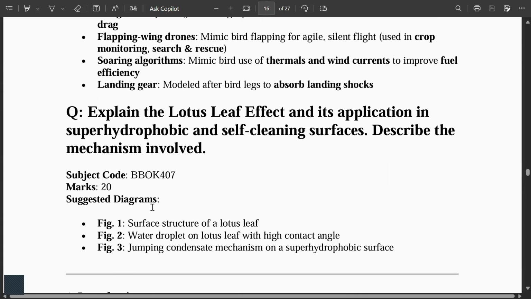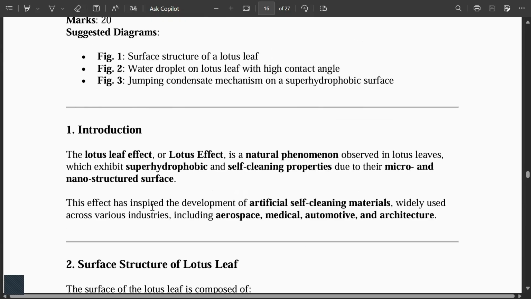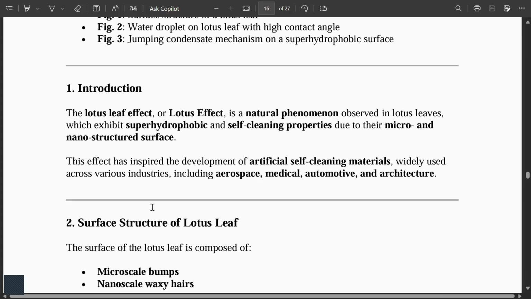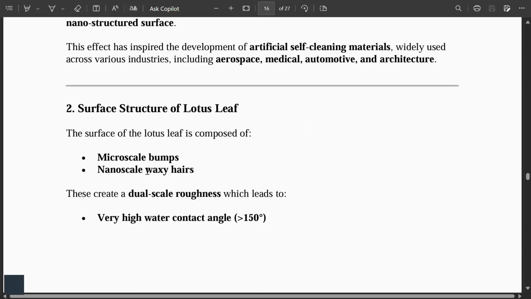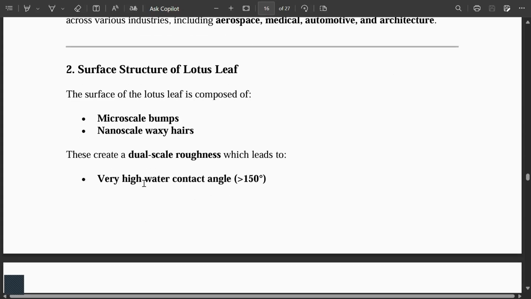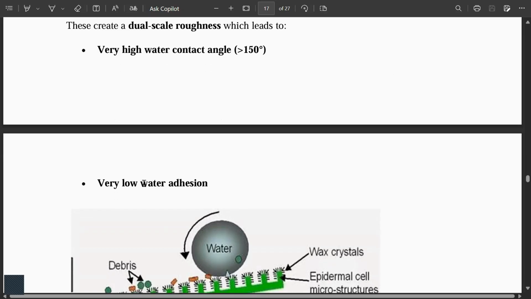Next comes the lotus leaf effect and its application in superhydrophobic and cleaning surfaces. The lotus leaf effect is a natural phenomenon observed in the lotus leaf, which exhibits superhydrophobic and self-cleaning properties due to the micro and nano structured surface. This effect has inspired the development of artificial self-cleaning materials widely used across industries. So what does the surface have? It has micro-scale bumps and nano-scale waxy hair. This creates a dual-scale roughness, very high water contact angle, greater than 150 degrees, and very low adhesion.